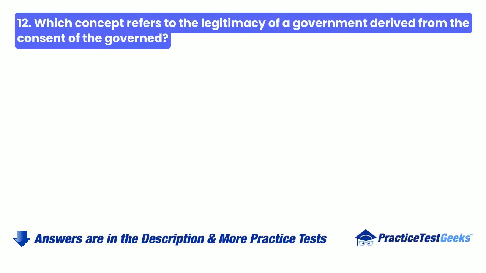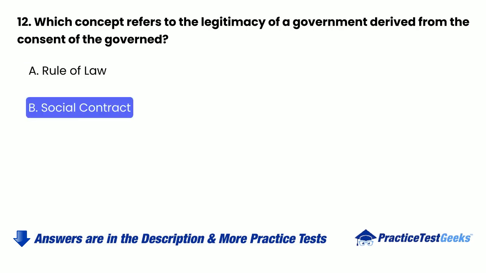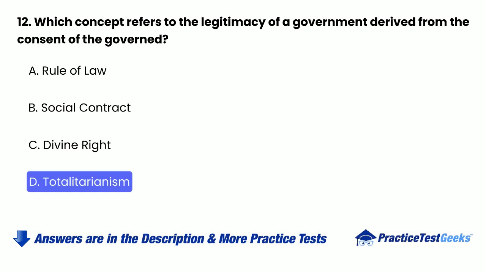12. Which concept refers to the legitimacy of a government derived from the consent of the governed? A. Rule of law. B. Social contract. C. Divine right. D. Totalitarianism.